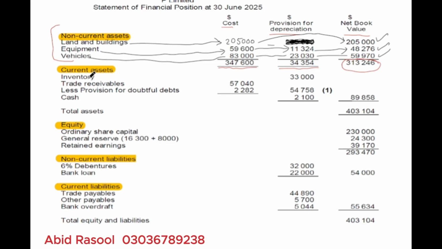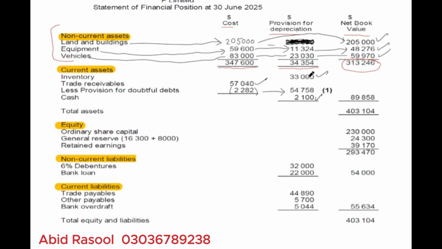Okay, then we start with the current assets. Current assets, inventory comes here. Then trade receivable here. Why here? Because we have to subtract provision for doubtful debts. Okay, this provision for doubtful debt will be subtracted. They have written here less. Okay, less means you have to subtract it from trade receivable, and its answer will go here, 54,758. And then the last current asset, cash is 2,100, and it is written here.